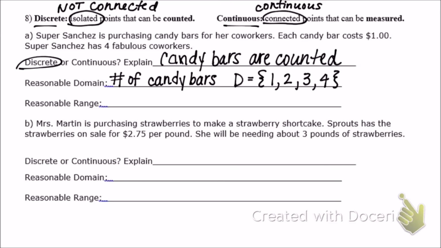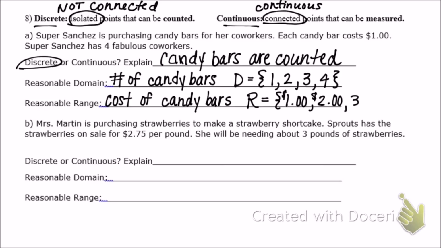So a reasonable range, when we talk about our range or our output of this situation, our output is going to be the cost of our candy bars. Okay, and so we also have to represent this function as a discrete function. A reasonable range would be $1 if she bought 1 candy bar, $2 if she bought 2 candy bars, $3 if she purchased 3 candy bars, and $4 if she purchased 4 candy bars.